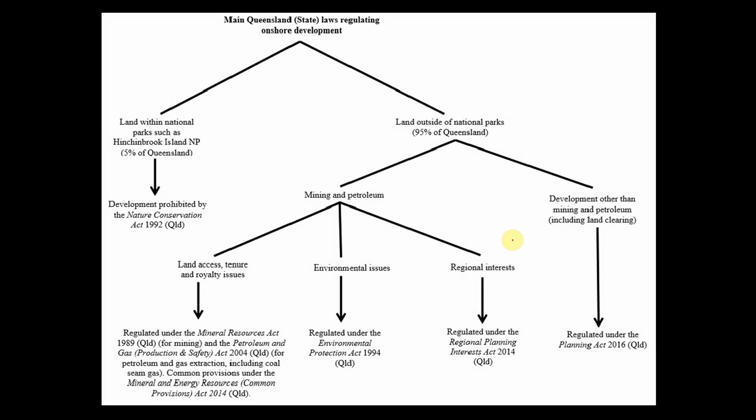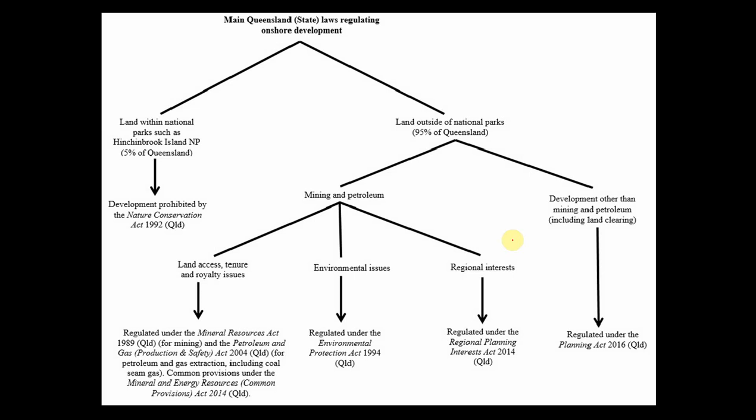If we look then just at the onshore development, any land within a protected area such as a national park, which is now about 8% of Queensland, development's prohibited under the Nature Conservation Act. So about 8% of Queensland you can't mine. Outside of national parks, there's two big splits. There's basically development other than mining and petroleum, that's all regulated under the Planning Act, and we've dealt with that in earlier lectures. So most urban development, all of those things are dealt with under the Planning Act.